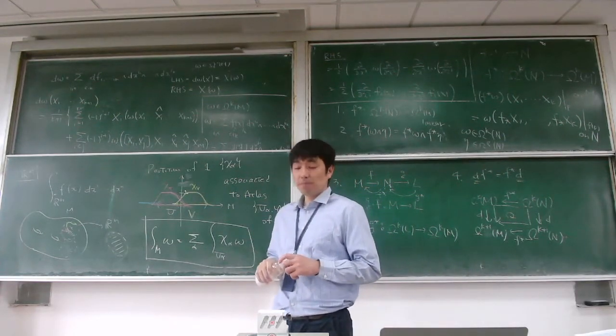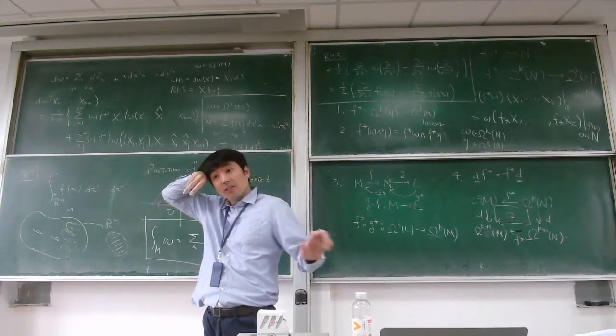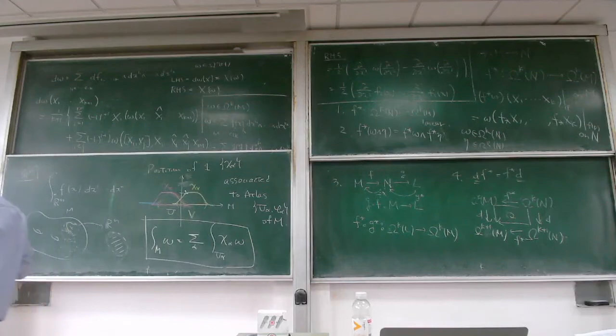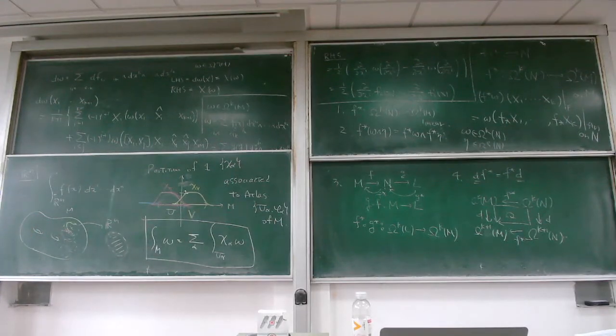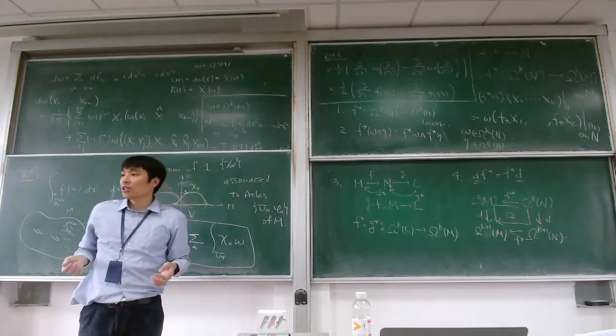Any other questions? I have tried to verify that D composite D is zero, but I didn't make it. To verify the second property, D composite D. But you can do that. You just apply D again over here and D over here, everything D over here, and then you get that. Any other questions?